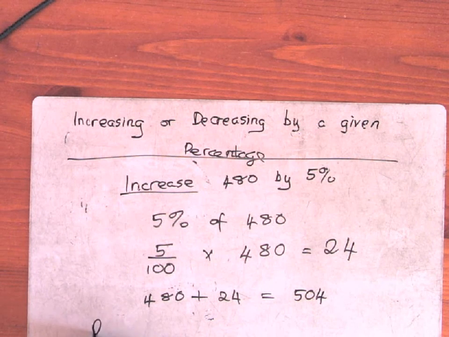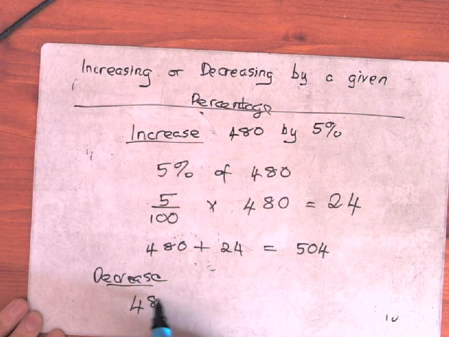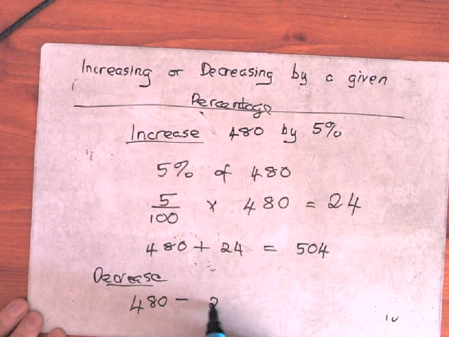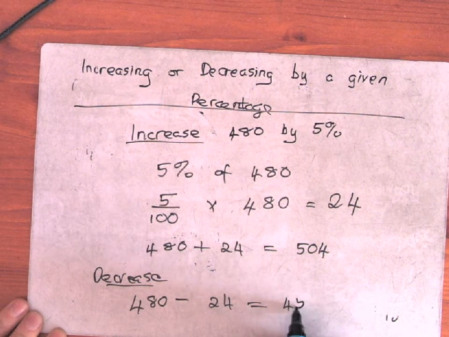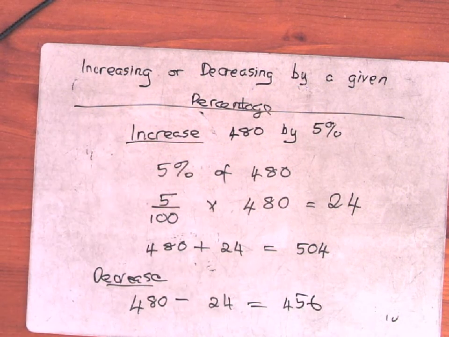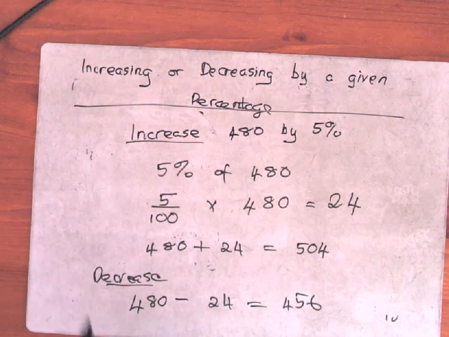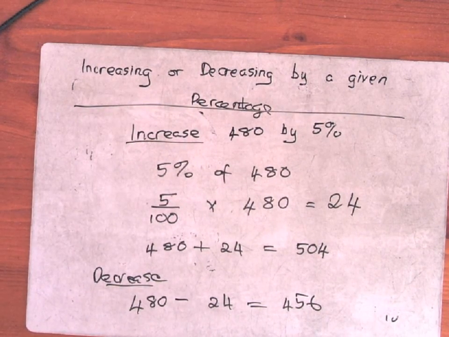Now if it said decrease 480, you would take it away. So if it said decrease, it would be 480, take away 24, which is 456.